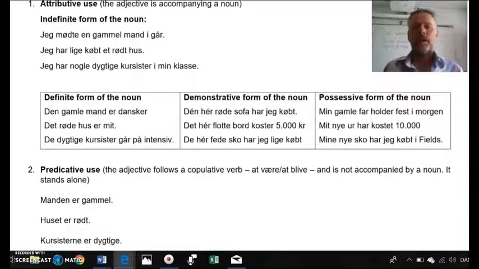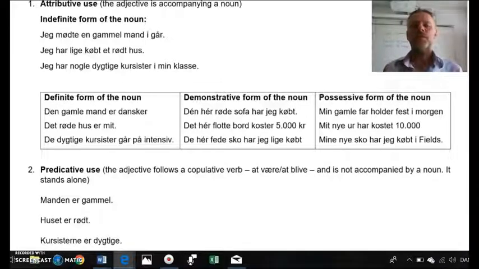The attributive adjective is also used with the definite form of the noun, the demonstrative form of the noun, and the possessive form of the noun. Here's a few examples of the definite use of the noun. Den gamle mand er dansker. The old man is Danish. Det røde hus er mit. The red house is mine. De dygtige kursister går på intensiv. The talented students attend Danish at intensive.